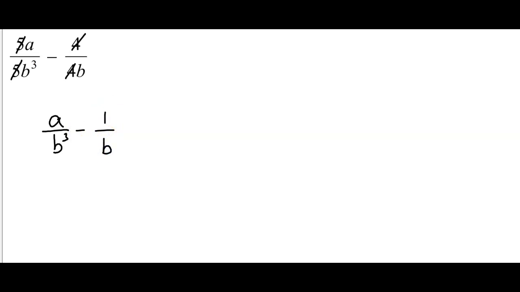All right, now before you can add and subtract, you need the denominators to match. And I noticed that if I multiply this side by a b squared, I can get it to have a b to the third power. Whatever you do to the bottom, though, you do to the top. So now we have the following.